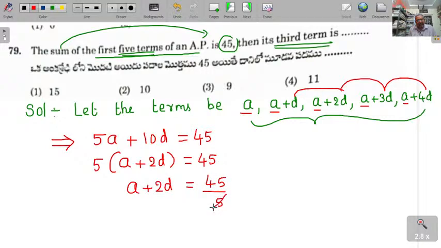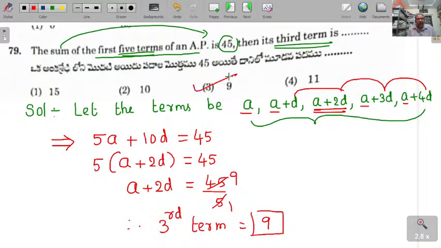See, very interesting question. 45 divided by 5 is 9. a plus 2d is nothing but the third term. Therefore, the third term is 9. This is the answer. So the third option is the right option.